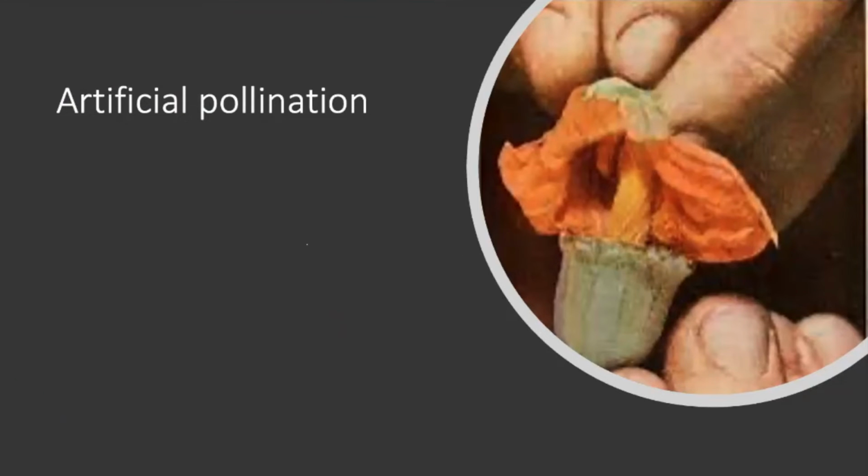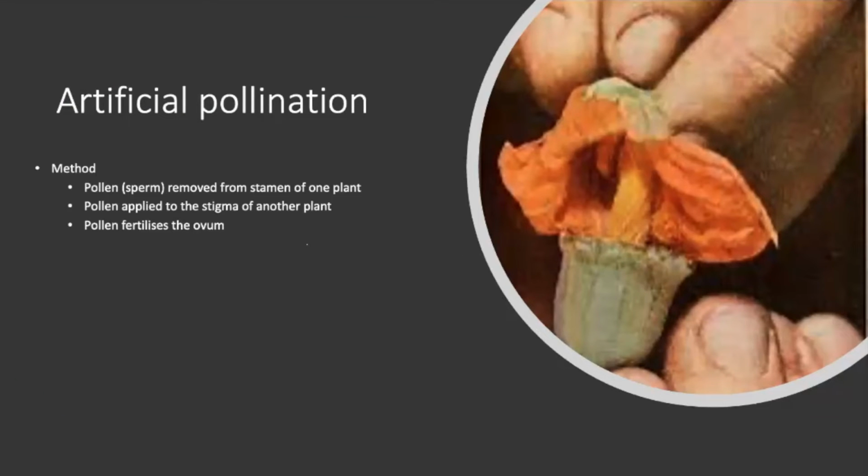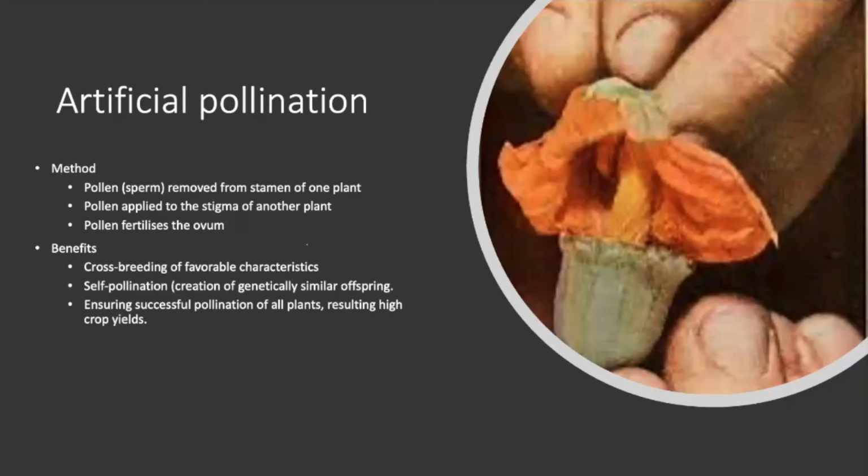Artificial pollination is our first plant example that we're going to look at, and the method includes collecting the pollen from the stamen of one plant and applying it to the stigma of another. The pollen fertilizes the ovum, so it's choosing which plant will be fertilized by what pollen. The benefits are that it can result in crossbreeding of favorable traits. It can result in self-pollination, which means that we can create genetically similar offspring. It can ensure the successful pollination of all plants, resulting in high crop yields.